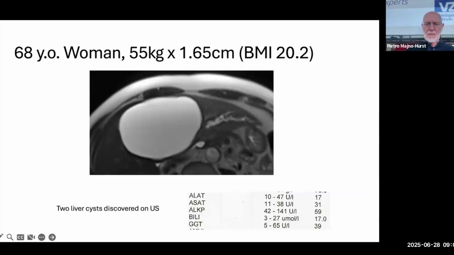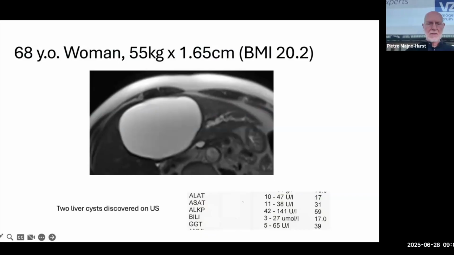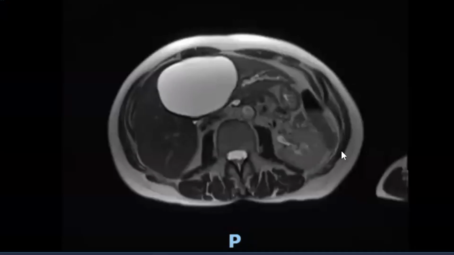I'll stop here at this image, and I will share my screen with the others so that you can see. Can you see? Can you see this? Yes.